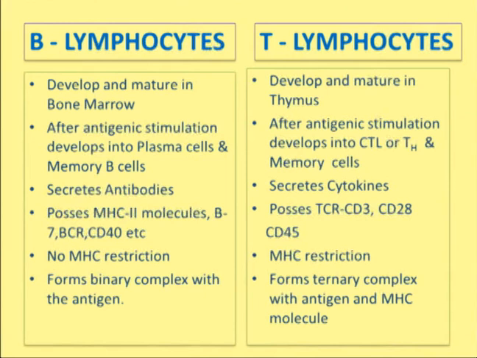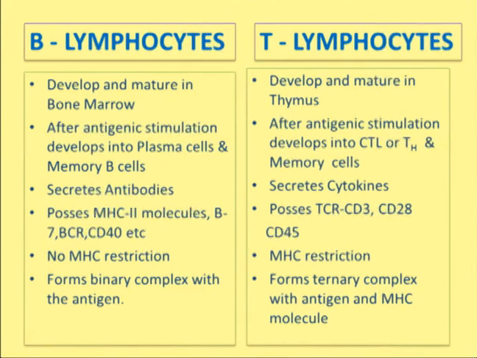T lymphocytes develop and mature in the thymus. B lymphocytes, after antigenic stimulation, that is interaction with the antigen, will develop into plasma cells and memory B cells, whereas after antigenic stimulation, T lymphocytes, of which there are two kinds, T helper cells and TC cells, will develop into CTLs or memory cells, and T helper cells or memory cells. B lymphocytes produce antibodies, whereas T helper cells, a kind of T lymphocyte, will produce or secrete cytokines.